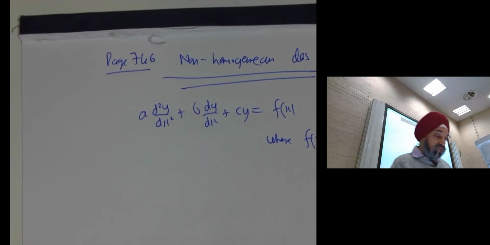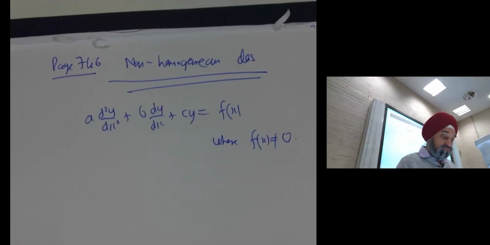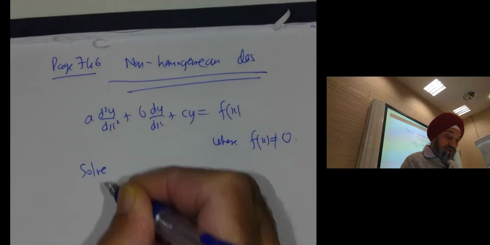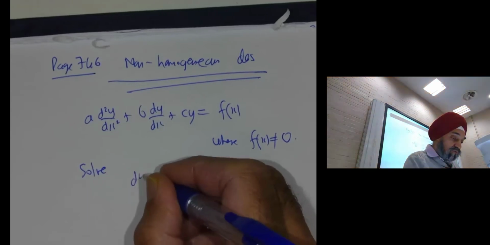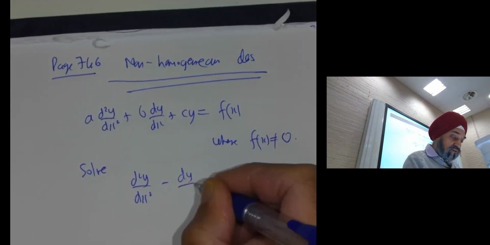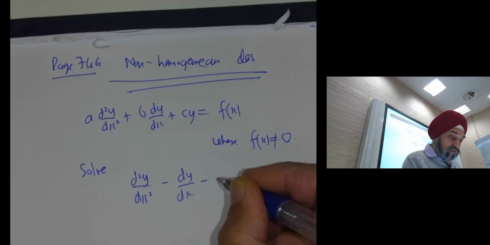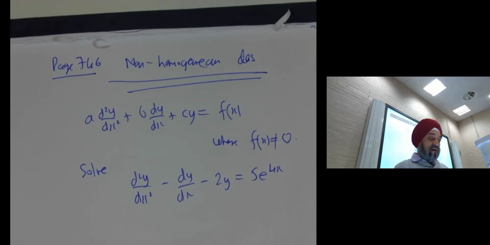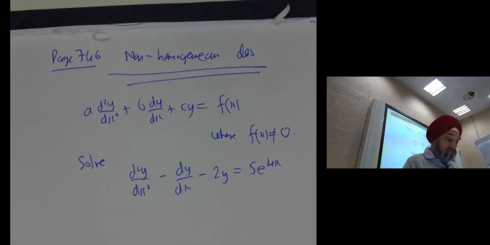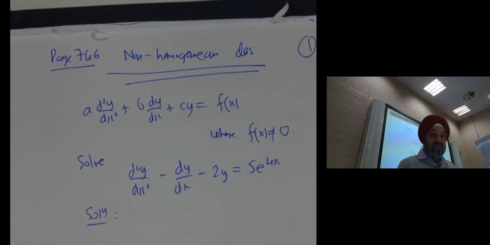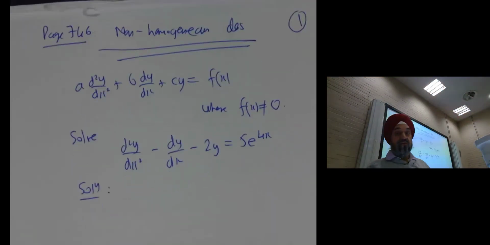Now let's take an example. Solve d2y/dx squared minus dy/dx minus 2y is equal to 5e to the 4x. So how do we solve this? How would you solve this differential equation?